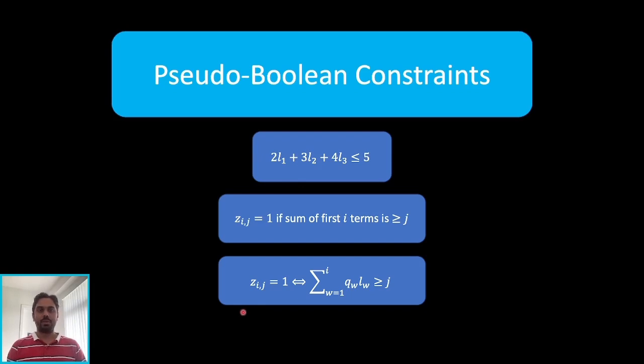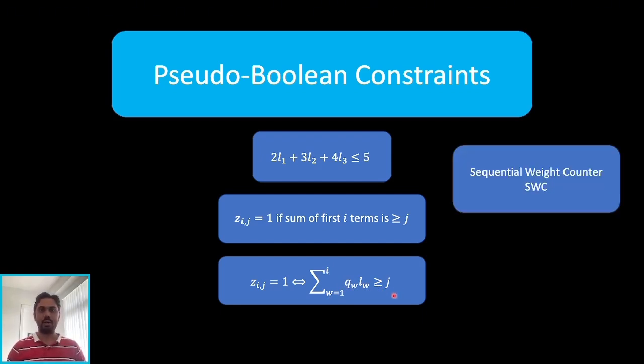Okay, so in mathematical terms it will look something like this. Zij equal to 1 basically means I'm summing the first I terms, and that partial sum has to be greater or equal to j, not equal to j but greater or equal to j. So this is called a sequential weight counter. Now let's take a look at what the exact clauses in this representation will be.